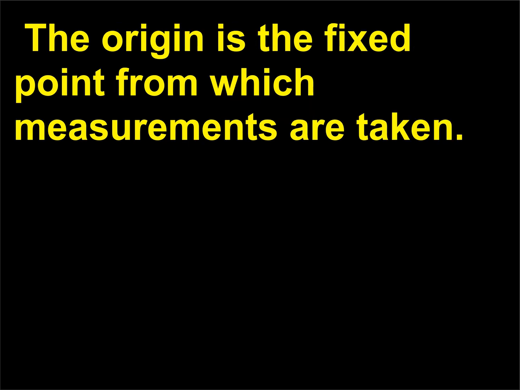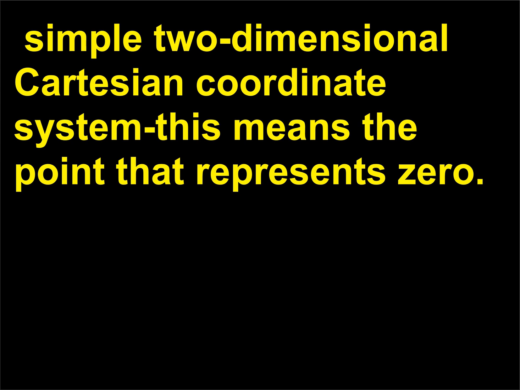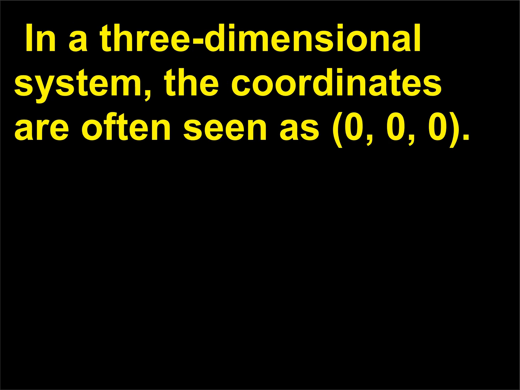The origin is the fixed point from which measurements are taken. In most cases, especially in a standard simple two-dimensional Cartesian coordinate system, this means the point that represents 0. This is often seen as (0, 0), or the point in which the x and y axes intersect on a graph. In a three-dimensional system, the coordinates are often seen as (0, 0, 0).